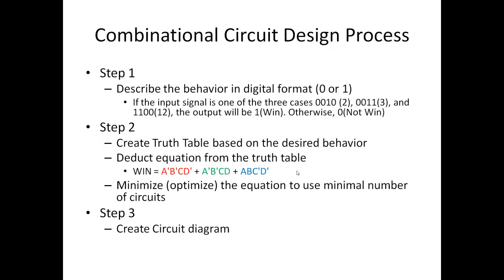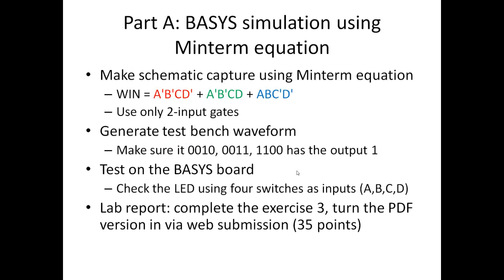These are the design steps which we followed. We described the behavior, we created a truth table, we derived the equation, and then we minimize it. The last step is to create a circuit diagram. In this week's lab, we are going to do this in 3 different ways. As a first way, we are going to create a schematic capture and then generate the test bench waveforms. The instructions for doing this are given in the lab manual. This is your part A.